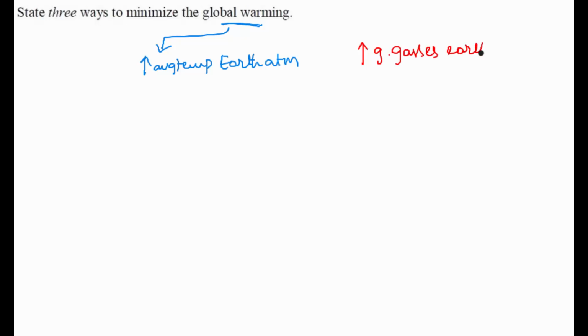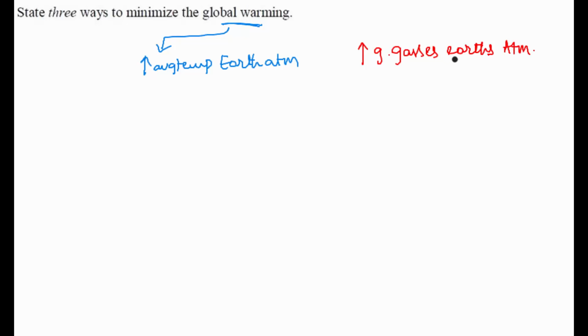Global warming is nothing but an increase in average temperature of Earth's atmosphere. Why is it increasing? It's due to increase in greenhouse gases in the Earth's atmosphere. What are these greenhouse gases?